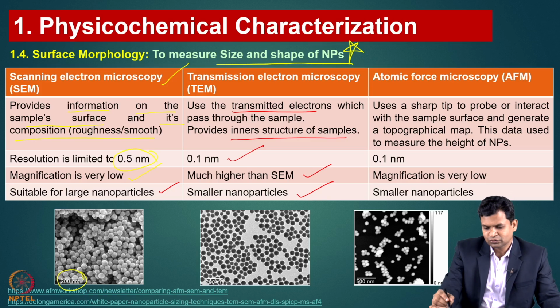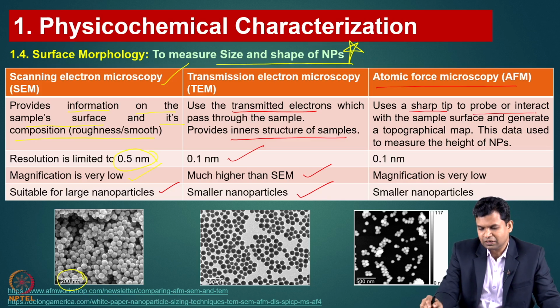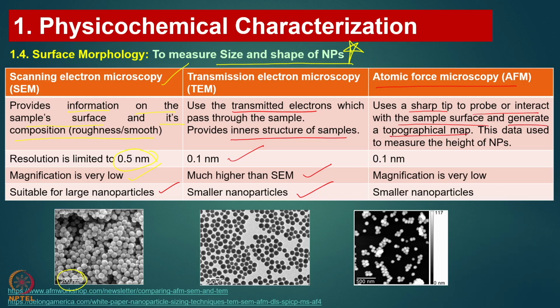And here also the AFM. In AFM we use a sharp tip to probe or interact with the sample surface and generate the topographical map. Here you can get the 3D images of the particles. This data is used to measure the height of the nanoparticles. Now, you can see it starts from 0 and it ends with 117, and there is a black color, there is no size.